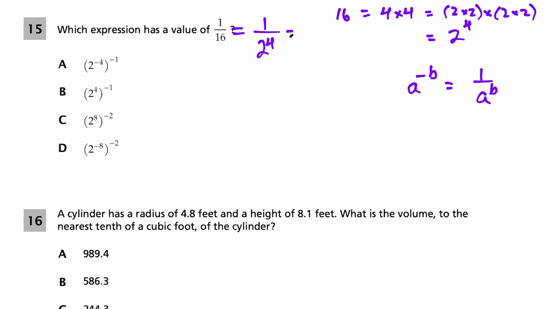And what that allows me to do is rewrite this 1 over 2 to the 4th. Now I could write this as 2 to the negative 4. So this is essentially what I'm looking for in the answer choices here.